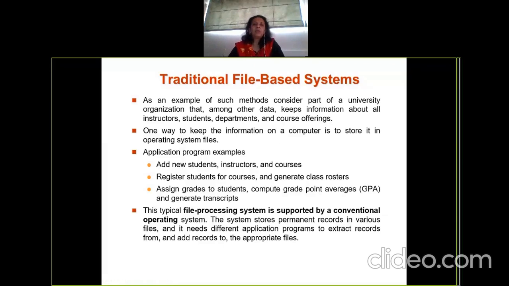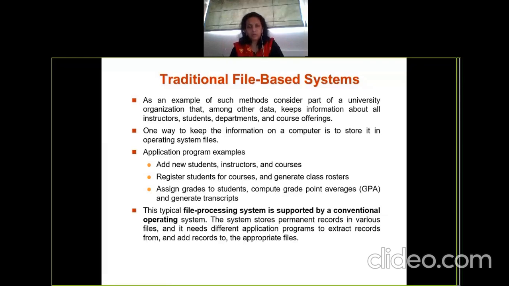So which kind of programs do we require here? Add new student, correct? If a new student is entered, for example, first year students, we need to add the students for that particular course, whatever the department, etc. We need to add the instructor. If a new faculty joins the college, we need to add the information about the faculty. And if a new course started, then we need to add the information related to that course, such as the course number, the title, and what credits are there for the course.